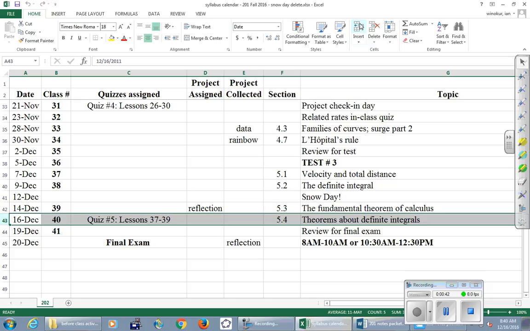I've already gotten a couple of folks that have turned the final project in. So again, if you've got time this weekend to kind of bang it out and get it out of the way so it doesn't interfere with your studying for final exams and doing other things like that.